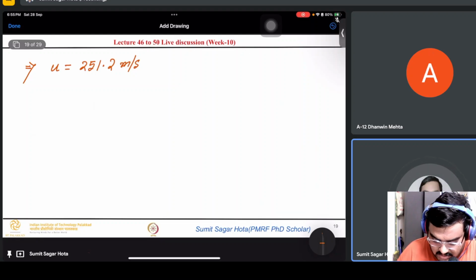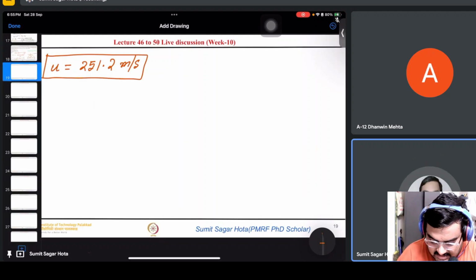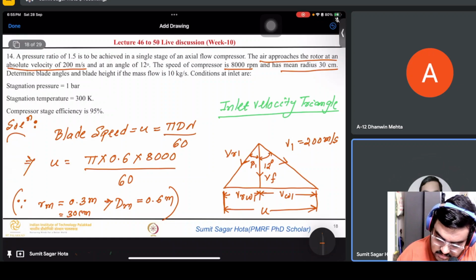So U equal to 251.2 meter per second. Now we have one angle given. In this velocity triangle we can see the angle between Vf, the flow velocity, and V1, the rotor approach velocity, which is the absolute velocity at the inlet. The angle is given as 12 degrees.